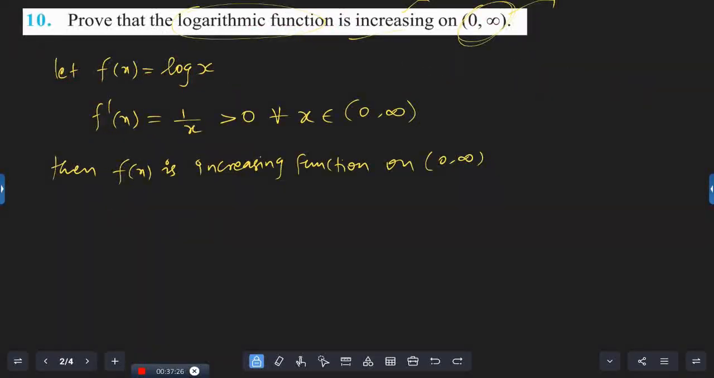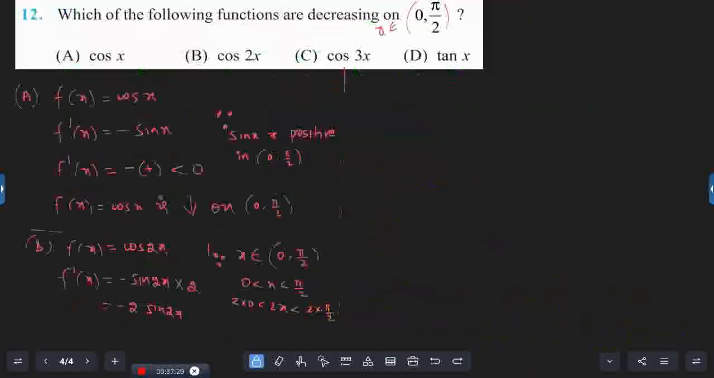Check this carefully. So what am I getting? 2 into 0 is 0, less than 2x, less than pi. So you should check 0 to pi, not 0 to pi by 2. 0 to pi by 2 was given for x. Now for 2x the interval became 0 to pi. Have you understood? The interval became 0 to pi.